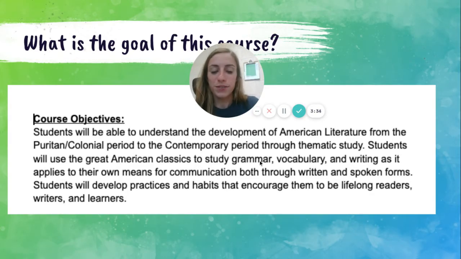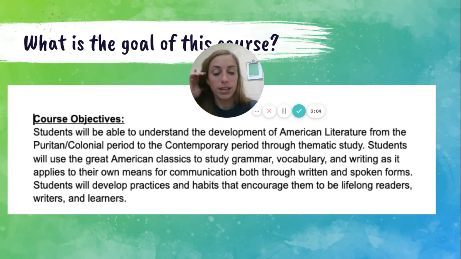So what is the goal of this course? The goal of this course is for students to be able to understand the development of American literature from the Puritan colonial period to the contemporary period. We'll study the American classics, and through that, we'll also develop the skills of grammar, vocabulary, writing, as it applies to communication. The focus really in the 10th grade is on writing.